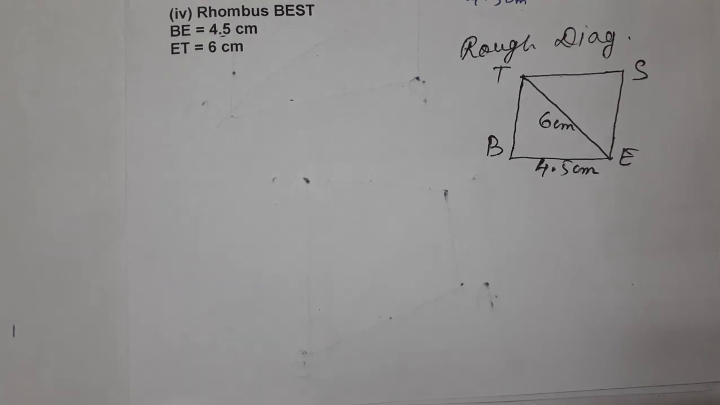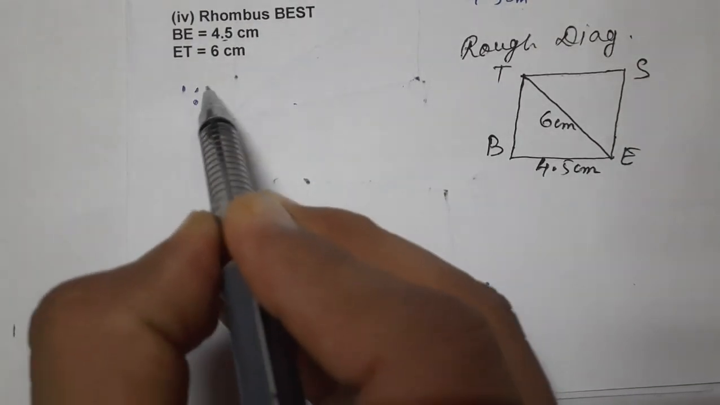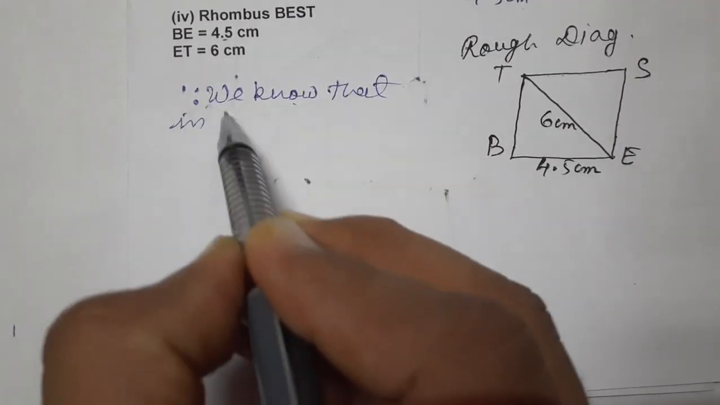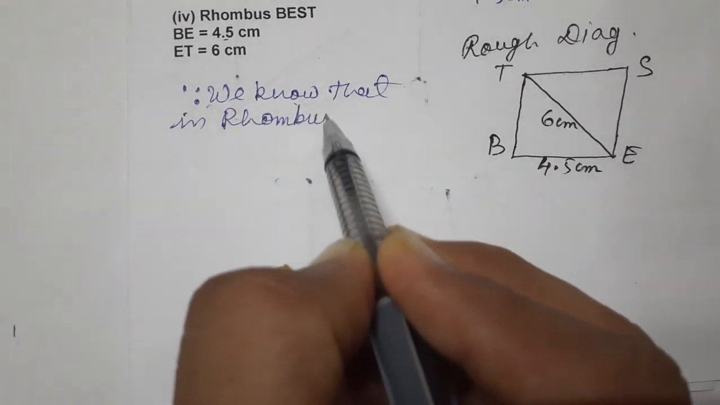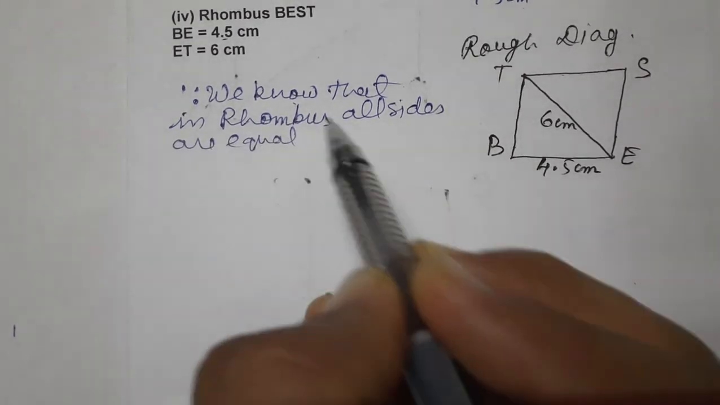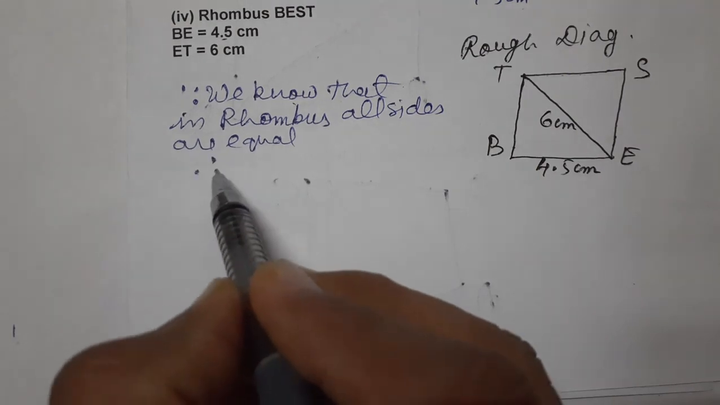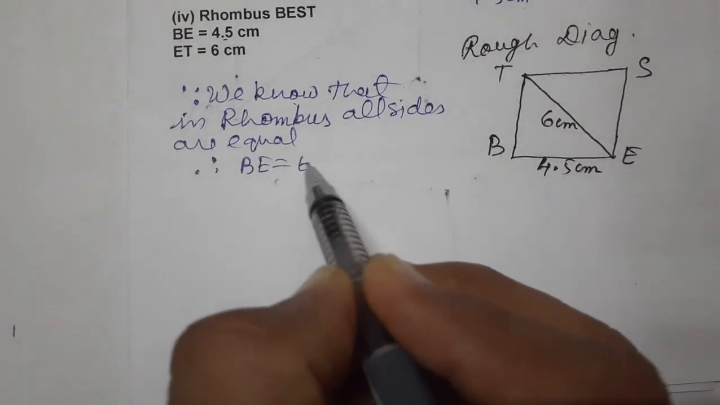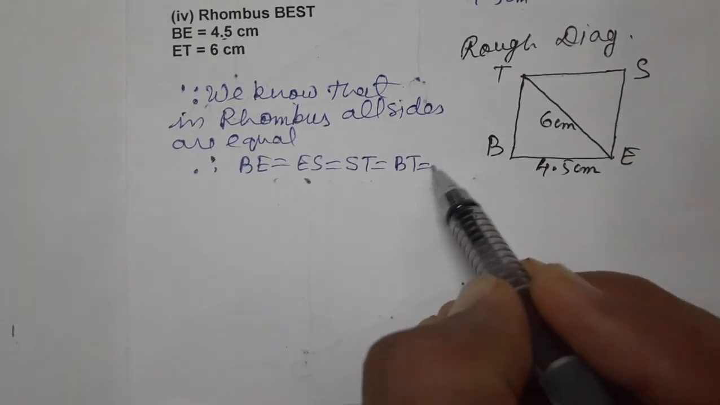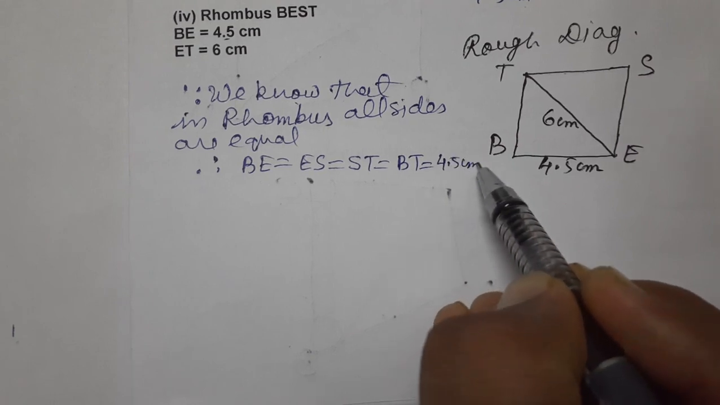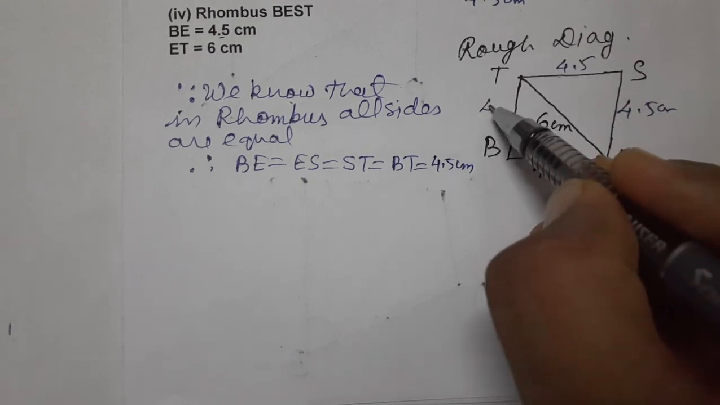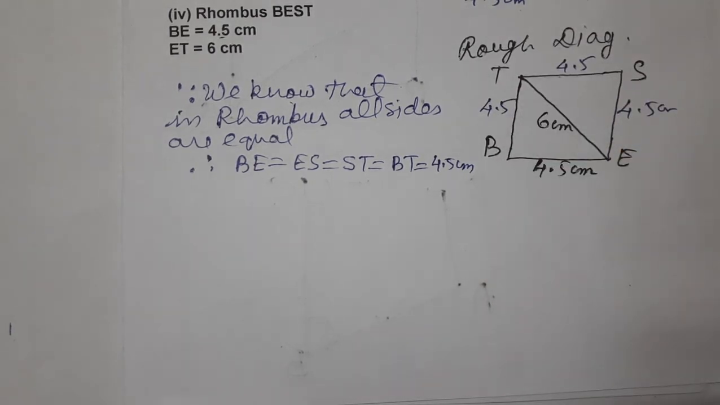Now since again we know that in a rhombus all sides are equal. Therefore, BE equals ES equals ST equals BT, all equal to 4.5 centimeter. This is 4.5, this also 4.5, this also 4.5. So all equal to 4.5.